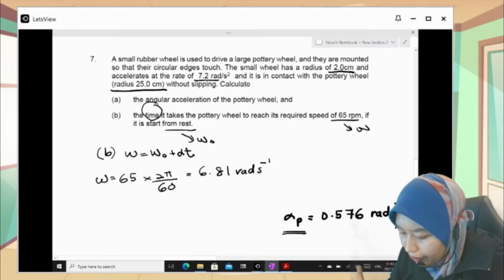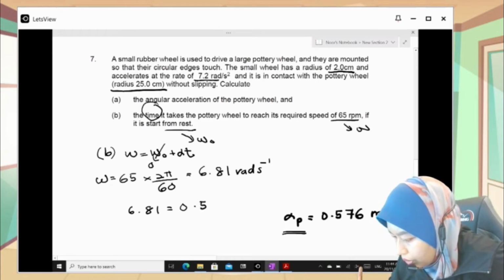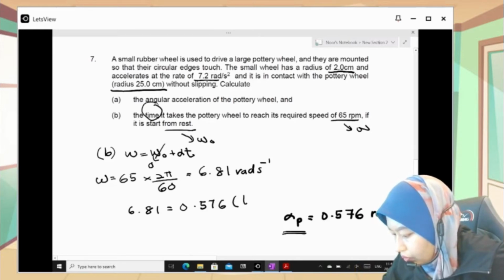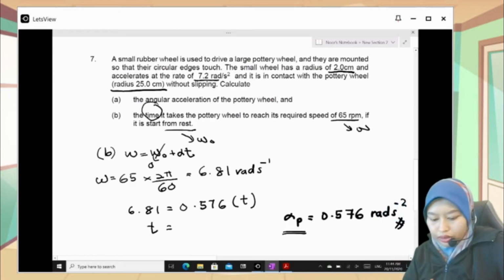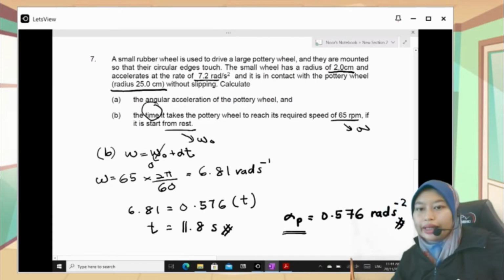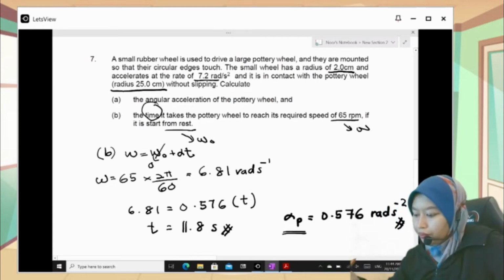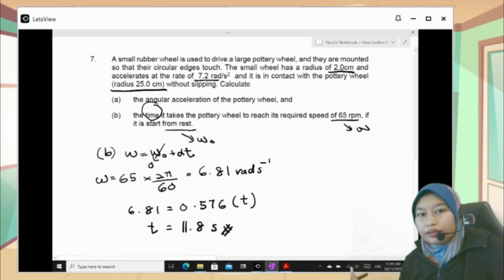So okay, omega is 0 just now. So 66.81 equals to alpha times 0.576. That's the one that we need to find. So time is divided by 0.577 seconds. Okay, so that's the answer for 7B.